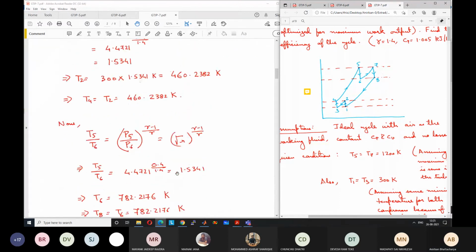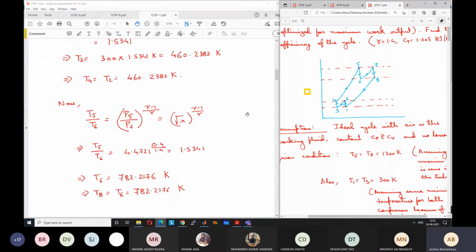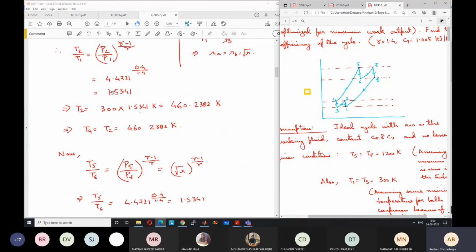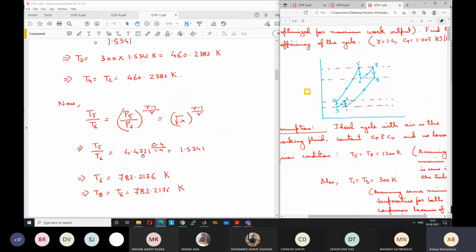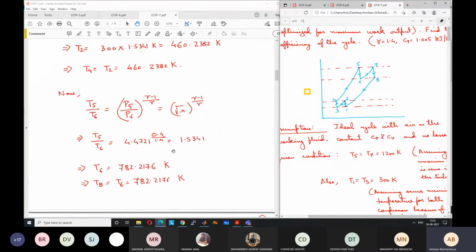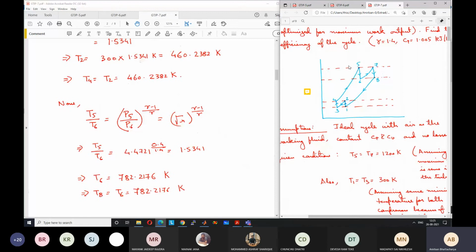Similarly, T5 by T6 is equal to (P5 by P6) to the power (gamma minus 1) by gamma, and P5 by P6 is root R, right? The same thing that we have derived, 4.4721. So T5 by T6 is equal to 4.4721 to the power 0.4 by 1.4, which is again obviously the same, 1.5341. T5 we already know is 1200 Kelvin. So this gives us a value of T6 of 782.2176 Kelvin.